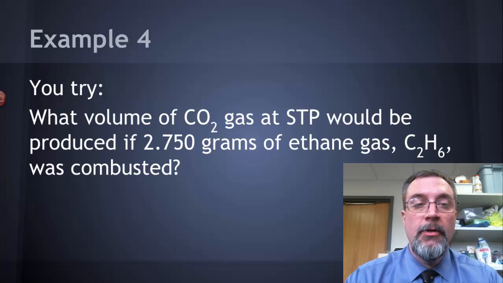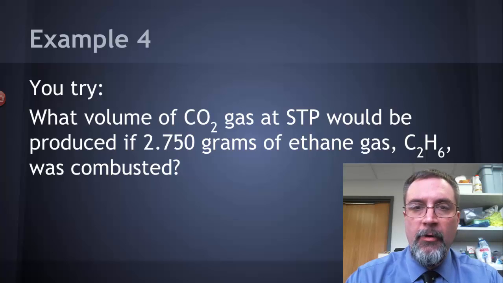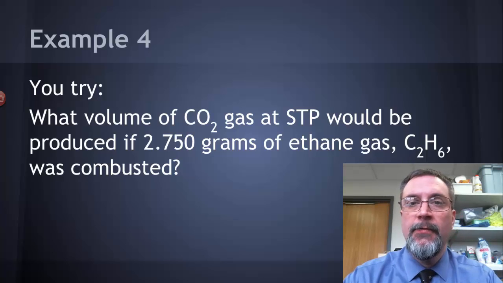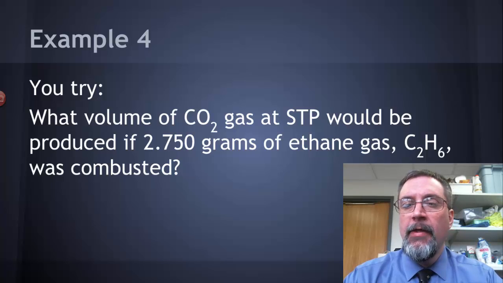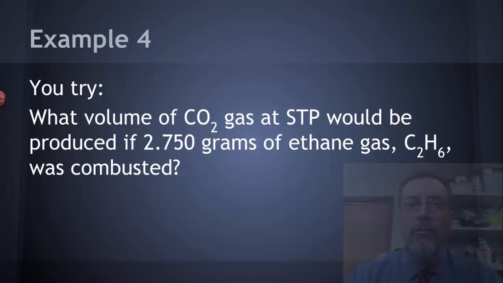Okay? Here's the problem. I want to know what volume of carbon dioxide gas at STP. Now that should set off alarm bells in your head. I should know that means something. What, right? Volume, STP. That means a specific relationship that I know. Would be produced if 2.750 grams, there's another keyword, grams, I know what that means, of ethane gas, C2H6, was combusted. Okay? Stop the video.